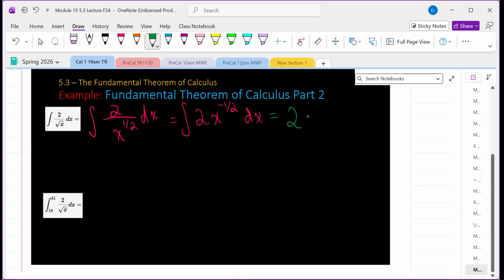And then my power rule says I take the x to the power and I add 1 and divide by that result. And then, of course, we can't forget, because this is an indefinite integral, this needs a plus c.